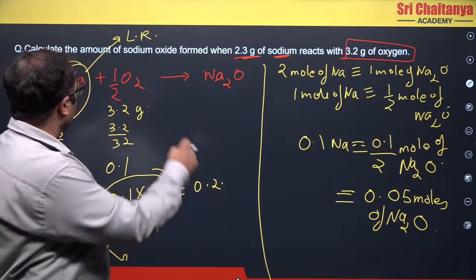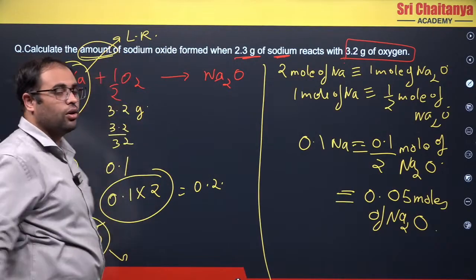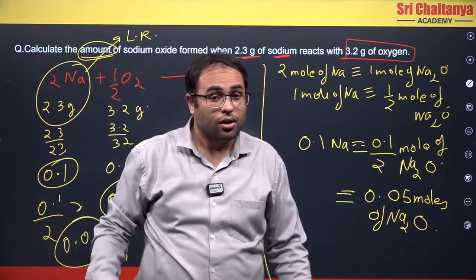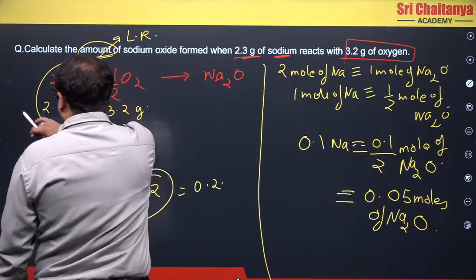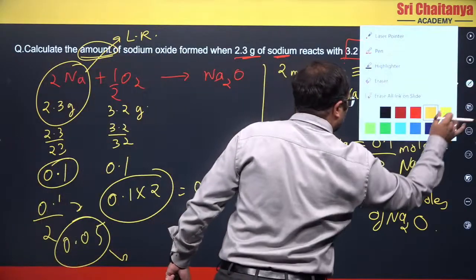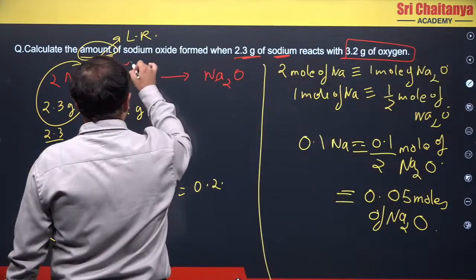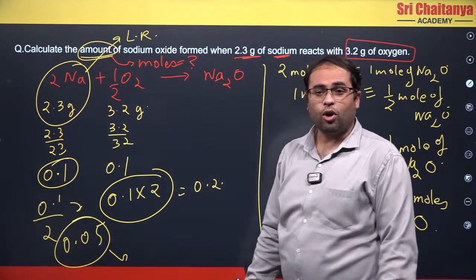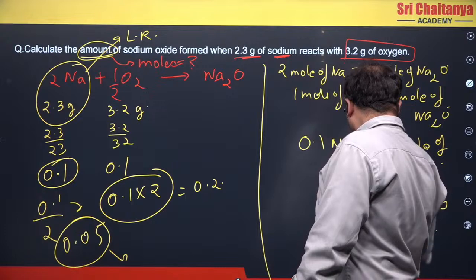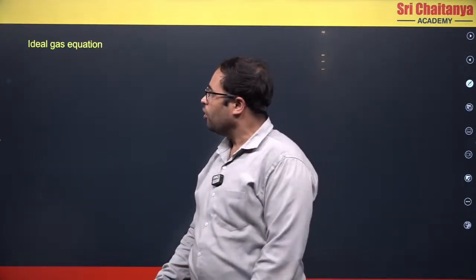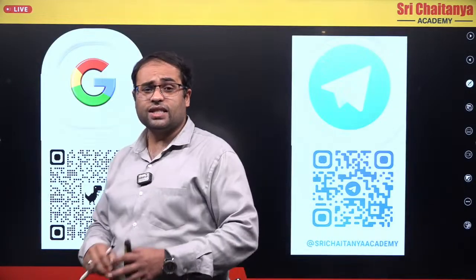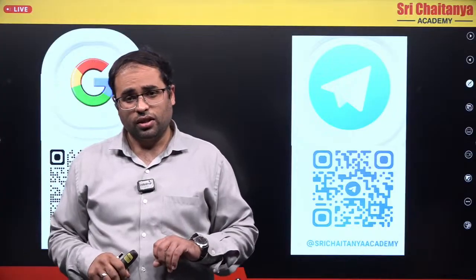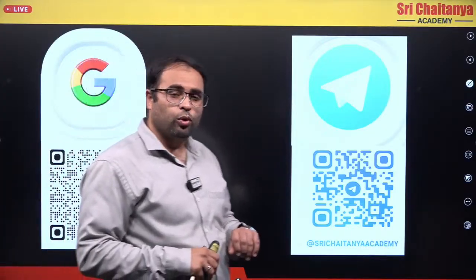Next, they only asked for the amount. Amount of a substance means moles, right? Amount basically means moles. So they are asking about moles. So this is the moles of Na2O formed. With this, I end this session, and you will be moving forward in the next session with mathematics.